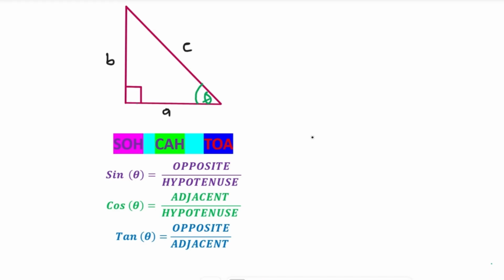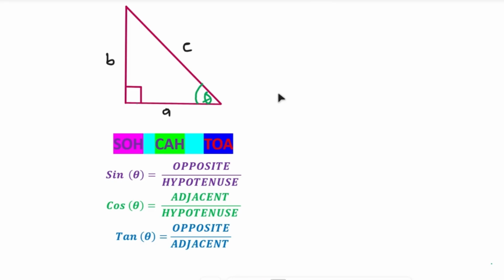So let's talk about the trig functions or the trig ratios. So we have the sine, the cosine, and the tangent. These are the ratios and what they compare. Sine compares opposite to hypotenuse and so on. That's the mnemonic. SOHCAHTOA is going to help you through with the ratios, or the sides that they compare.